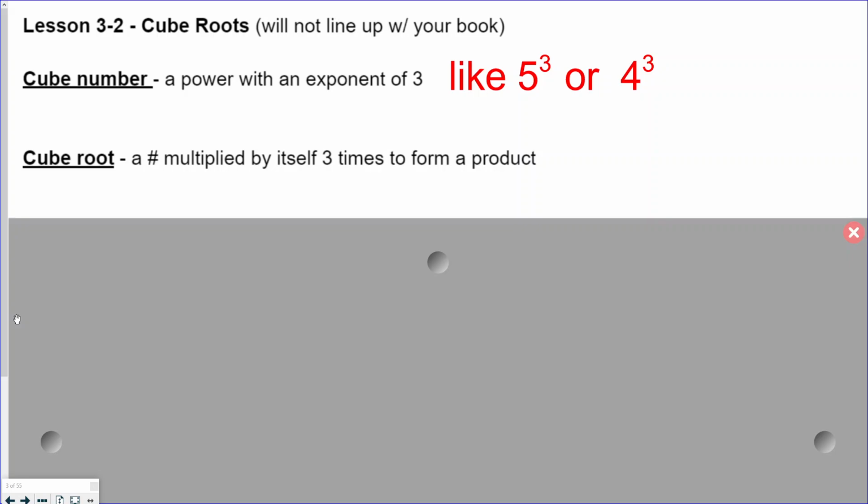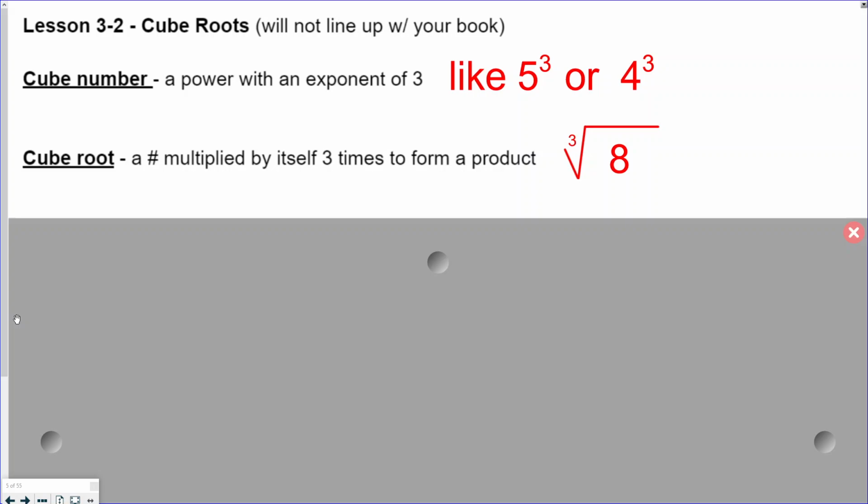Now, a cube root is a number multiplied by itself 3 times to form a product, is what it's asking, but it's a special sign. When you see a cube root sign, it looks like a square root, but it's got a 3 in it. We can put a number underneath that cube root sign just like square roots, and it's going to be asking us special questions just like square roots or absolute value symbols do. It's just a quick way of getting that information to us.